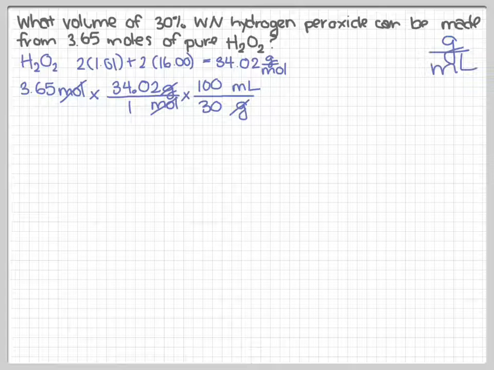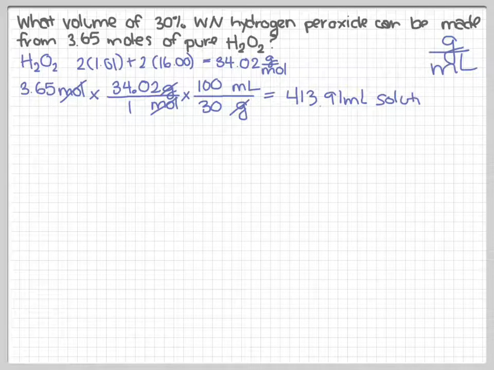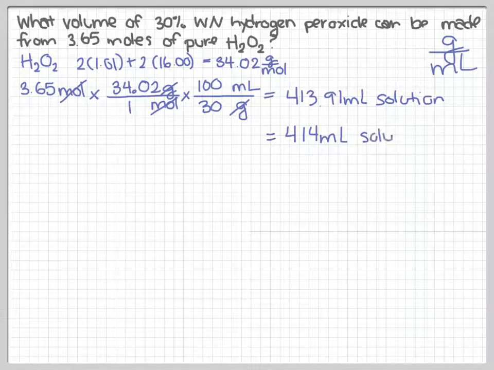For this question, milliliters is just fine. Remember, we chose grams and milliliters because we wanted those values to be in some way equal. So I put this into my calculator, 3.65 times 34.02 divided by 1 times 100 divided by 30. Your calculator should spit out 413.91 milliliters of solution. And let me round to 3 significant digits. So the answer is going to be 414 milliliters of hydrogen peroxide solution.